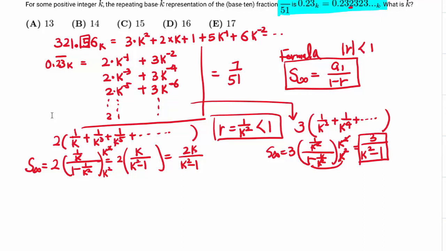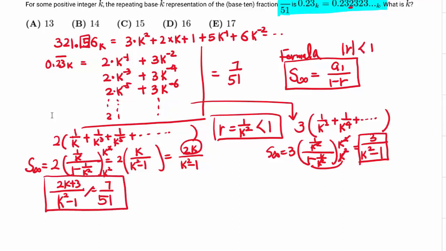So you can add them, isn't it? You can add these two. How much is this one? The denominator is still k squared minus 1. The numerator is 2k plus 3, right? That's the sum of the whole repeating decimal. That is equal to 7/51, isn't it? Okay, you have to solve this one.